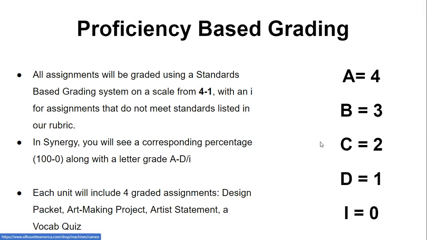Proficiency-based grading. All assignments will be graded using a standard-based grading system on a scale from 4 to 1, with an I for assignments that do not meet standards listed in our rubric. In Synergy, or the gradebook, you will see a corresponding percentage, 0 to 100, along with a letter grade, A through D and I. So an A is worth 4 points, a B is worth 3 points, a C is worth 2 points, a D is worth 1 point, and an I is worth 0 points.